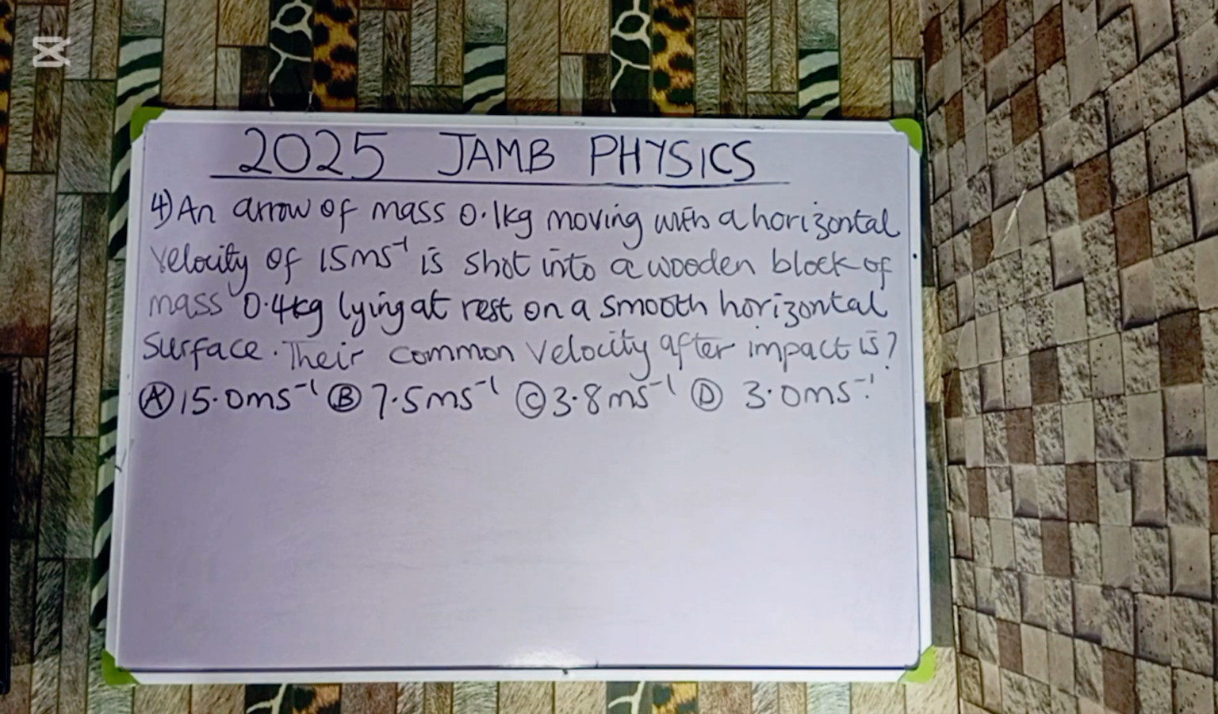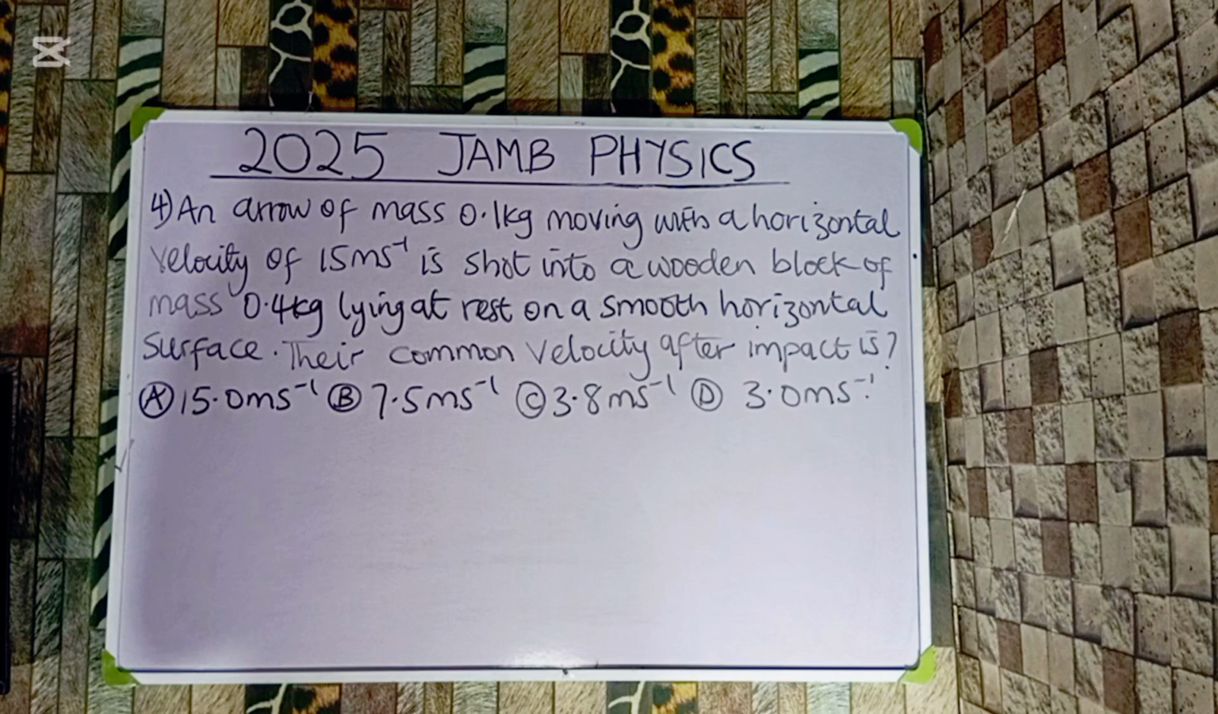An arrow of mass 0.1 kilogram moving with a horizontal velocity of 15 meters per second is shot into a wooden block of mass 0.4 kilogram lying at rest on a smooth horizontal surface. Their common velocity after impact is what? For us to solve this, we must know that this is under conservation of linear momentum. The total momentum before collision equals the total momentum after collision.